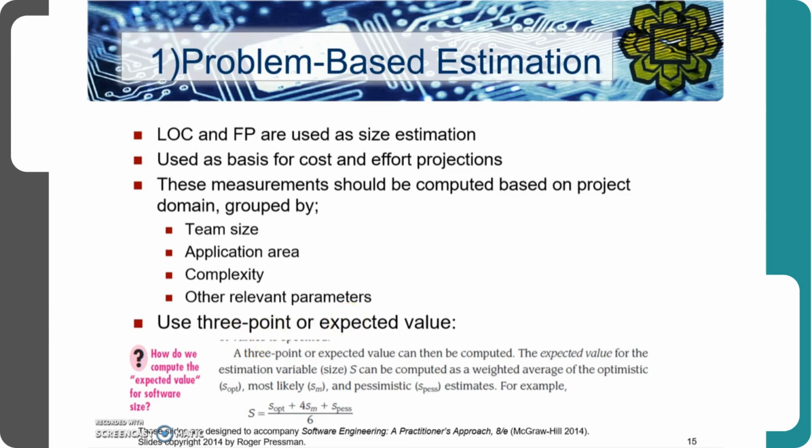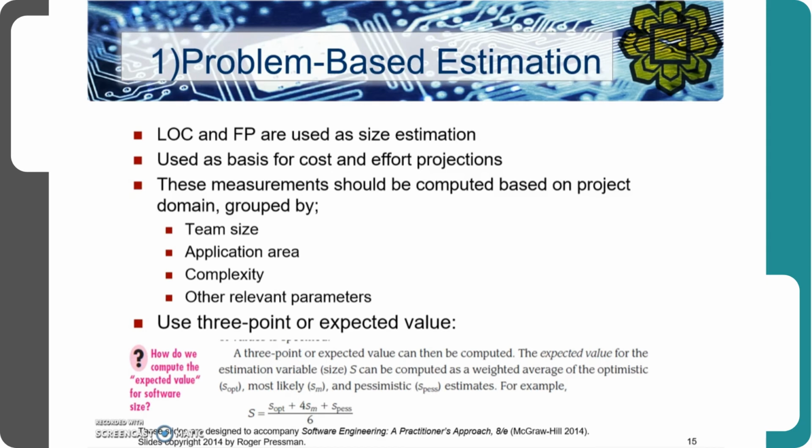Okay, so lines of code and function points are used as size estimation. And this size estimation is the basis for any cost and effort projections. So these measurements should be calculated based on project domain, grouped by team size, the domain, the complexity, or any relevant parameters.